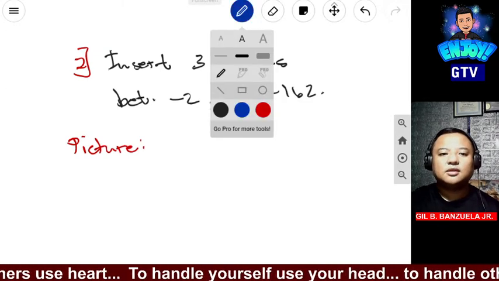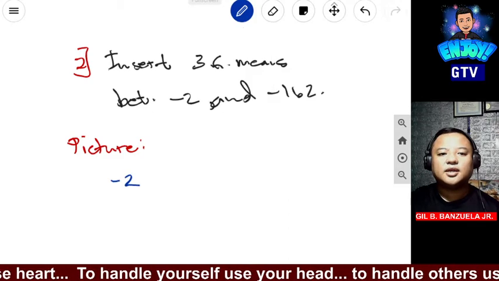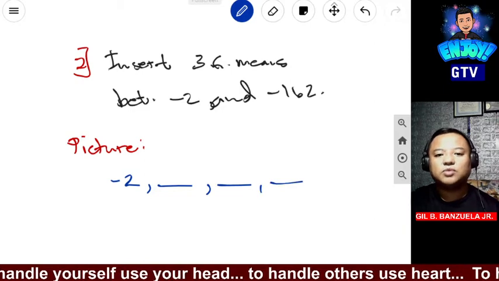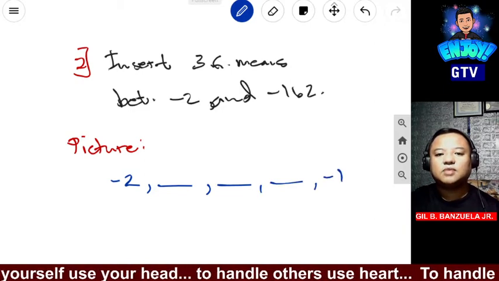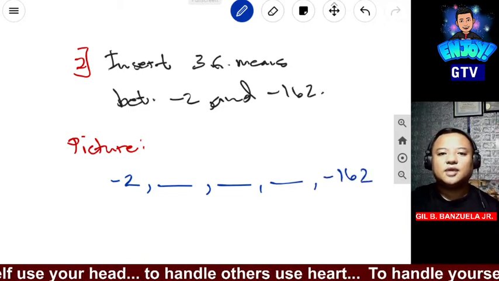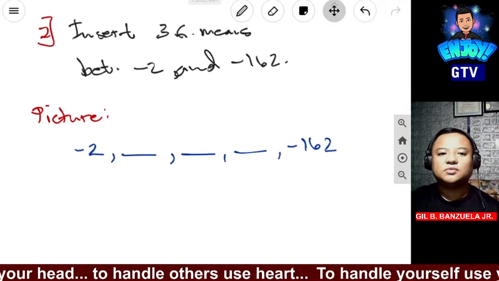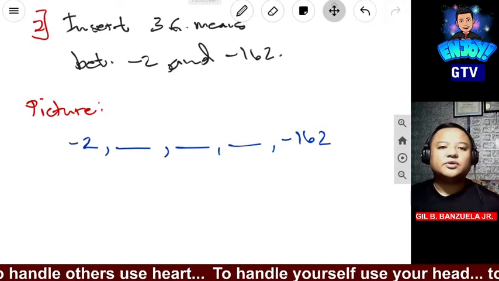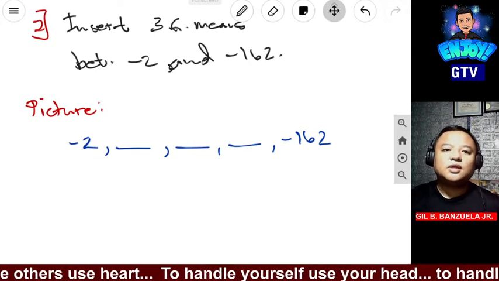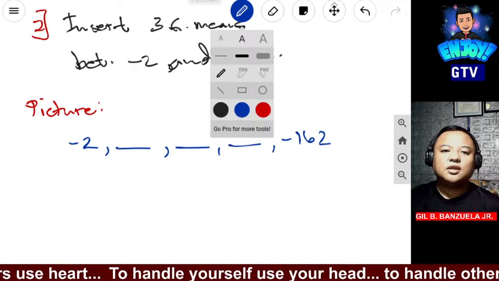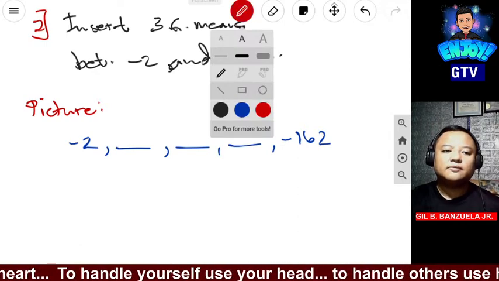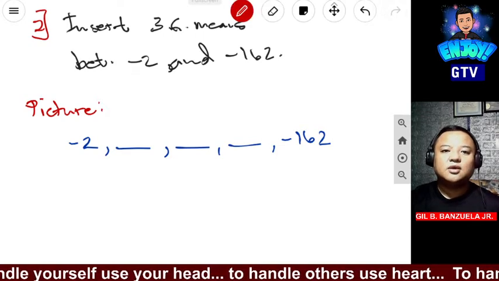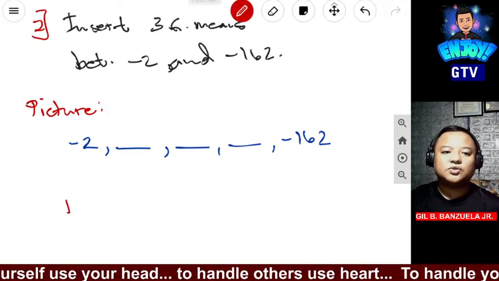Alright, so again, our geometric extremes are -2. Then we have to insert 3 blanks in between them, no? So -162 is the other geometric extreme. At this juncture, guys, we need to solve first for the common ratio. Alright? So again, since we are in geometric sequence, we have common ratio.